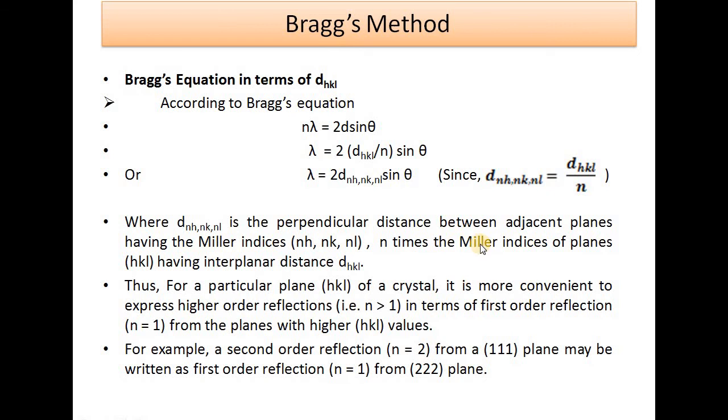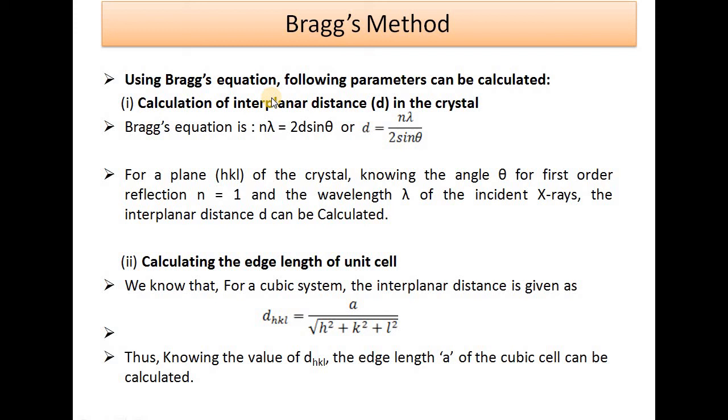Now, what are the various uses of Bragg's equation? What are the various parameters we can determine from Bragg's method? First one is the calculation of interplanar distance in the crystal. We have already discussed this. Bragg's equation is n lambda equal to 2d sin theta, and d is equal to n lambda by 2 sin theta. So if we know the values of n, lambda and sin theta, we can easily find d for the given planes of the crystal. For first order reflection, we put n equal to 1, and if theta corresponding to n equal to 1 and the wavelength of incident x-rays are known, the interplanar distance can be easily calculated.